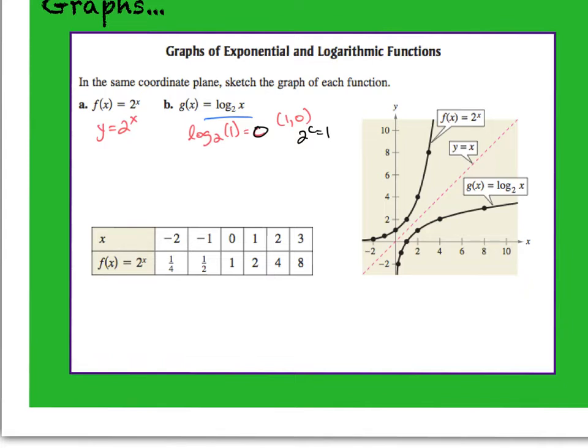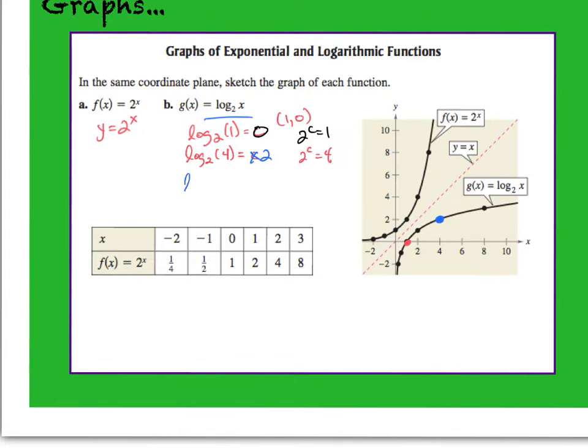And then let's say we did log base 2 of 4. How would we solve that? I would say 2 to the power of c is equal to 4. What would I end up getting for c? c would equal 2. So that ordered pair would be (4, 2). And so I'd have this point up there.